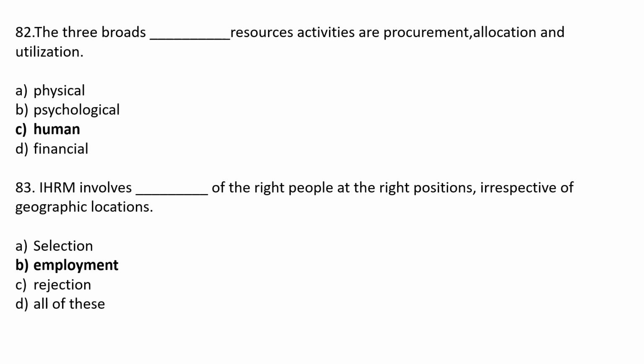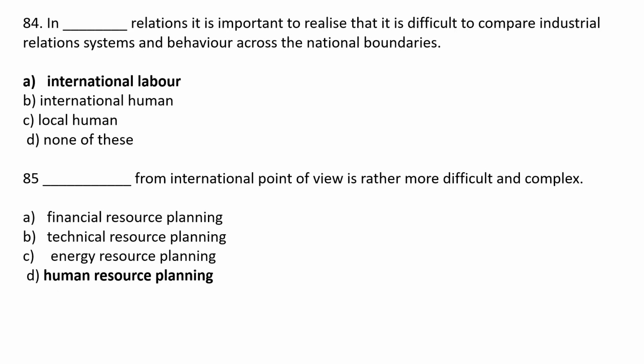International human resources management involves dash of the right people at the right position irrespective of the geographical location. Option A selection, option B employment, option C rejection, option D all of this. The correct answer is option B employment. Human resources management involves employment of the right people at the right position irrespective of a geographical location.